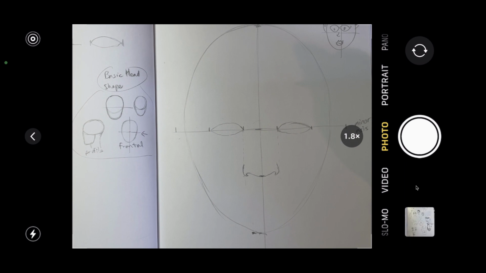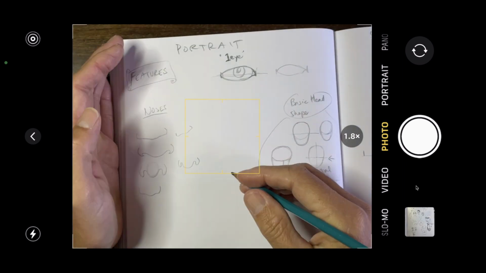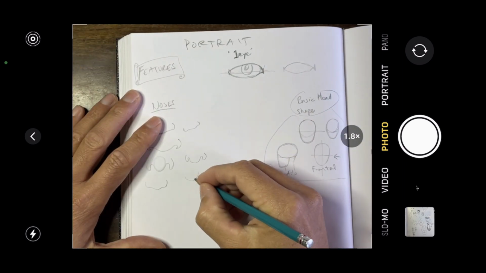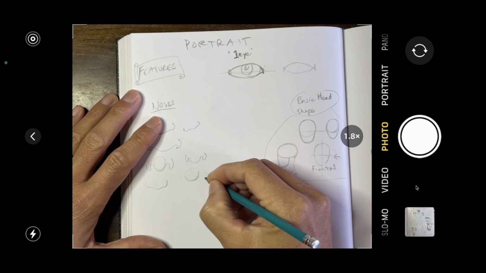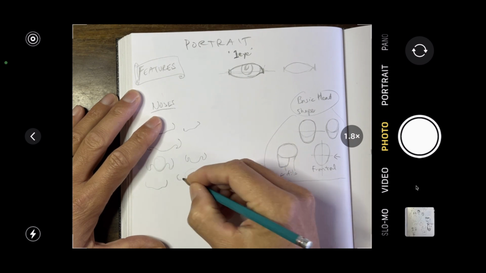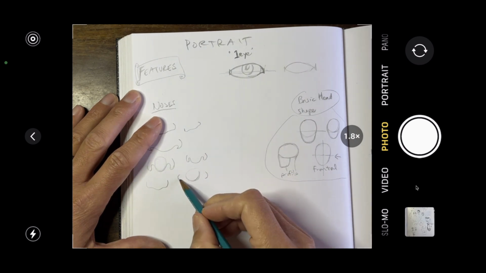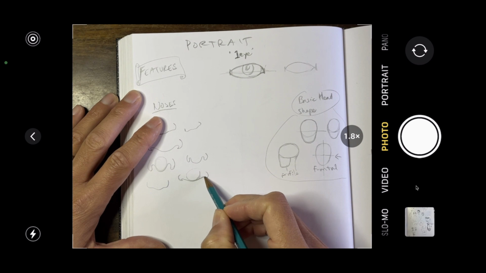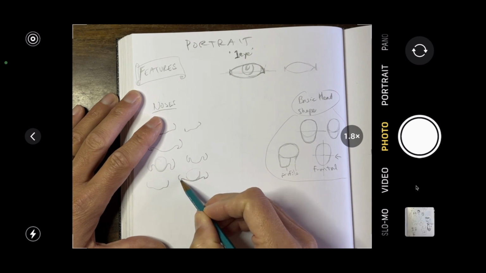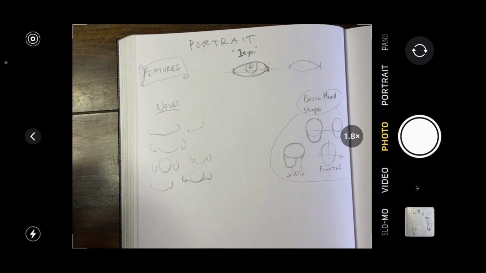It's a good tip, Paige. She's writing in the chat. She does like a circle and then a couple half circles, right? And then you kind of connect them. There's like a nostril here. That's a good tip. Good idea. All right.